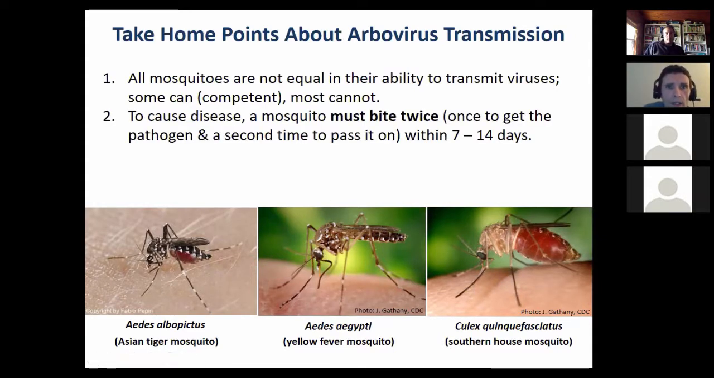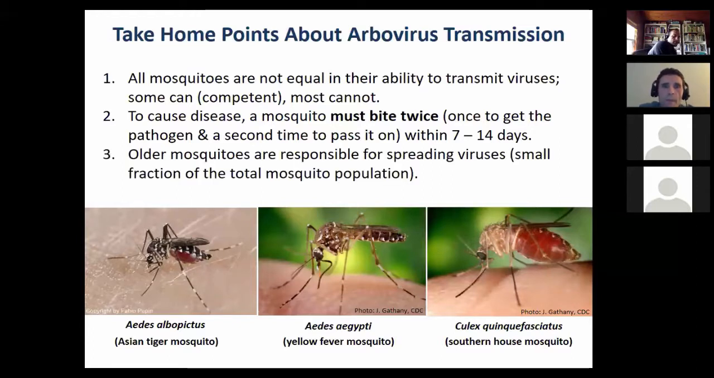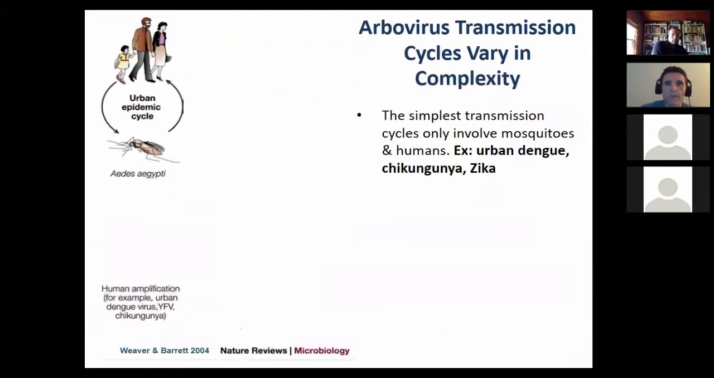All right, secondly, to cause disease, a mosquito must bite twice, once to get the pathogen, in this case a virus, and then a second time to pass it on, but only after an incubation period. This tends to take about 7 to 14 days, and it's temperature dependent also. Because of this incubation period, it's the older mosquitoes that are responsible for spreading virus. So just a small fraction of the total mosquito population are really important for transmission at any given point in time.